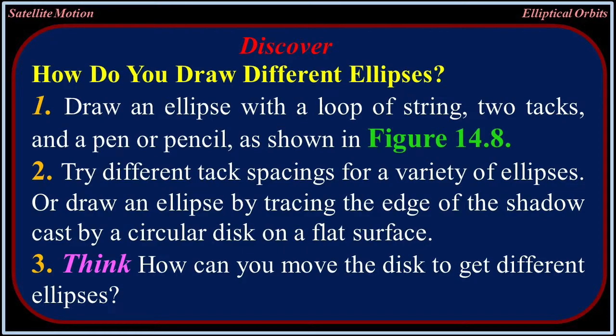How to draw different ellipses. 1. Draw an ellipse with a loop of string, 2 tacks, and a pen or a pencil as shown in Figure 14.8. 2. Try different tack spaces for a variety of ellipses. Or draw an ellipse by tracing the edge of a shadow cast by a circular disc on a flat surface. Think, how can you move the disc to get different ellipses?